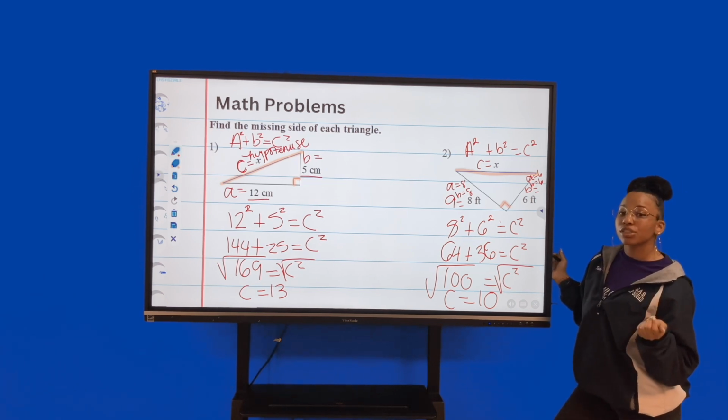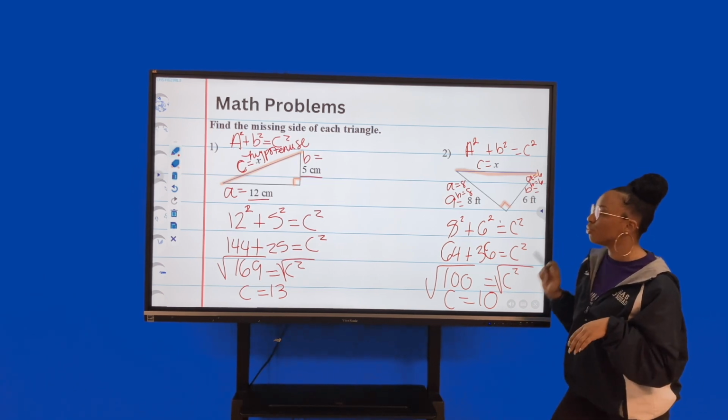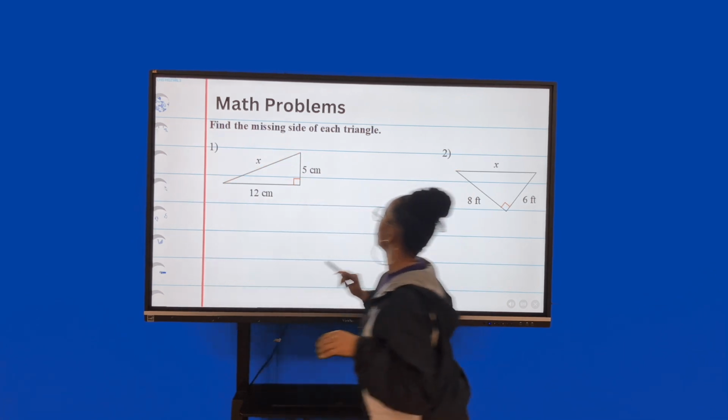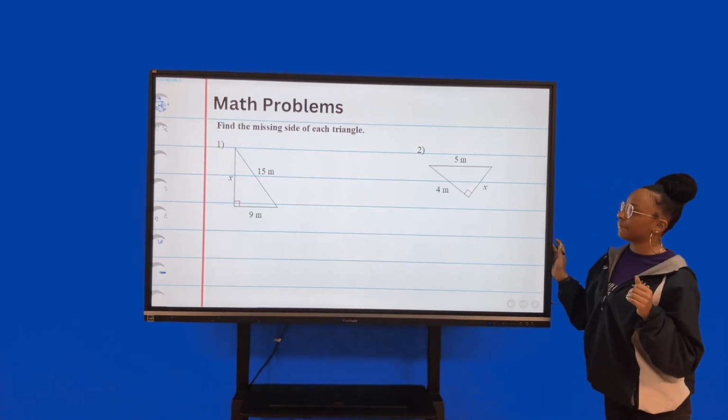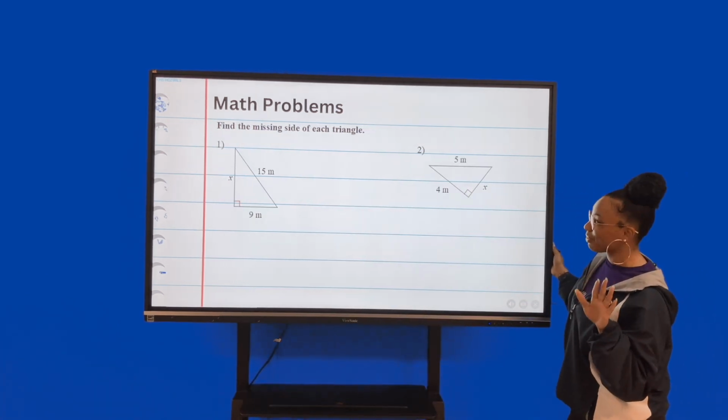Okay, now we're going to try 3 and 4. So I'm going to give you 2 more to do. So they say 1 and 2 again, but this is really 3 and 4.